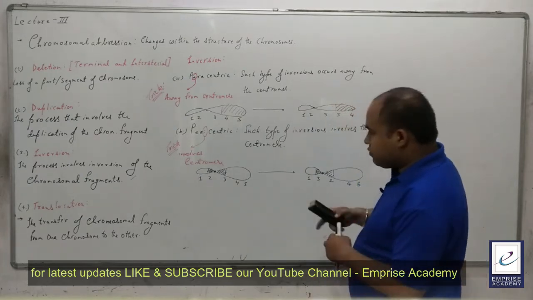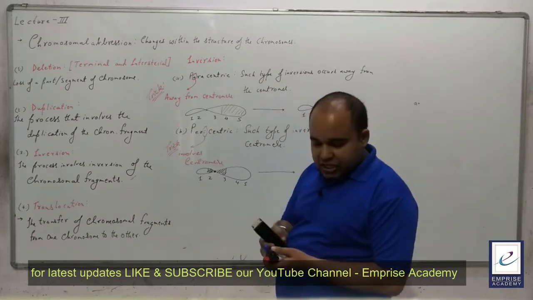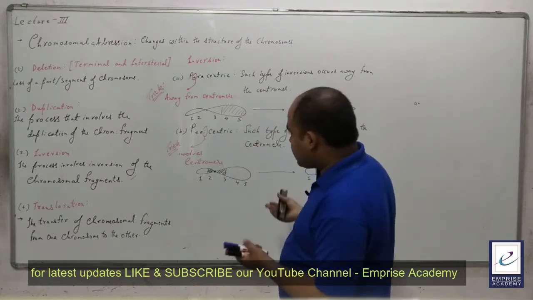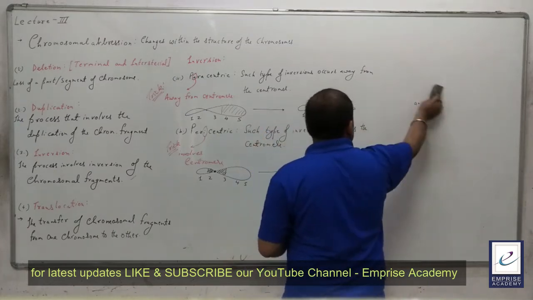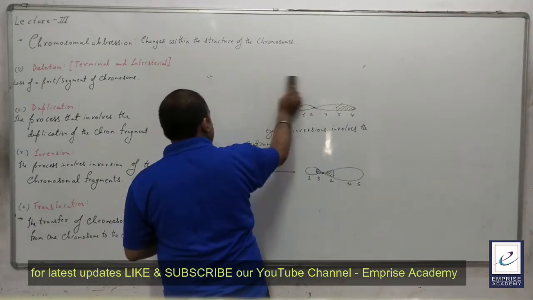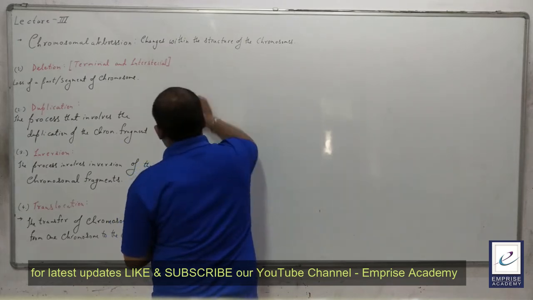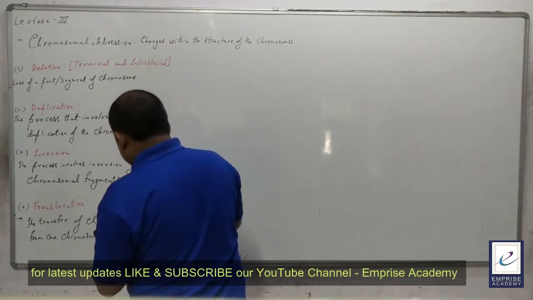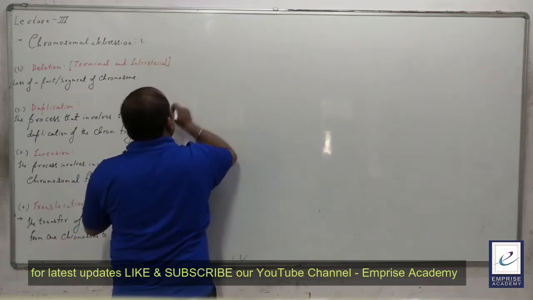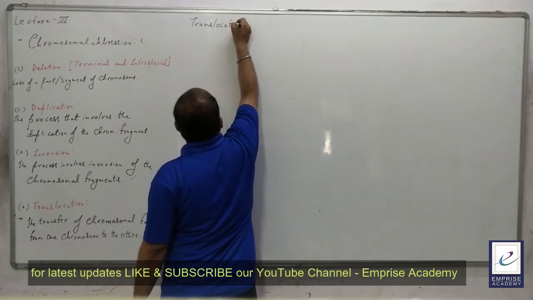Now the last one, the translocation. Translocation is a phenomenon that involves transfer of chromosomal fragments from one chromosome to the other. Now how does this take place? Last is translocation.